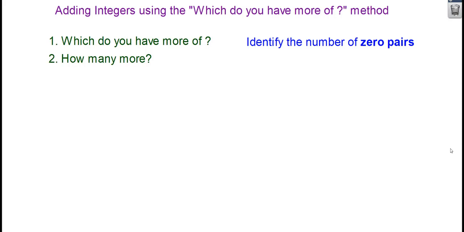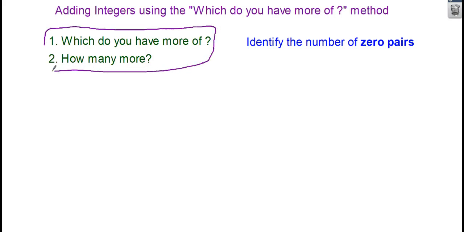Okay, now it's time to start proving that you can solve bigger problems. Prove to yourself, big problems aren't going to be an issue for you. So on that first row on the back, you've got 3 problems that have numbers big enough you wouldn't want to draw all of the pluses for the positives and the negative signs. So we're going to solve those bigger problems using this method right here. We're going to ask ourselves these 2 questions. Which do you have more of? How many more? You're going to still identify the zero pairs.